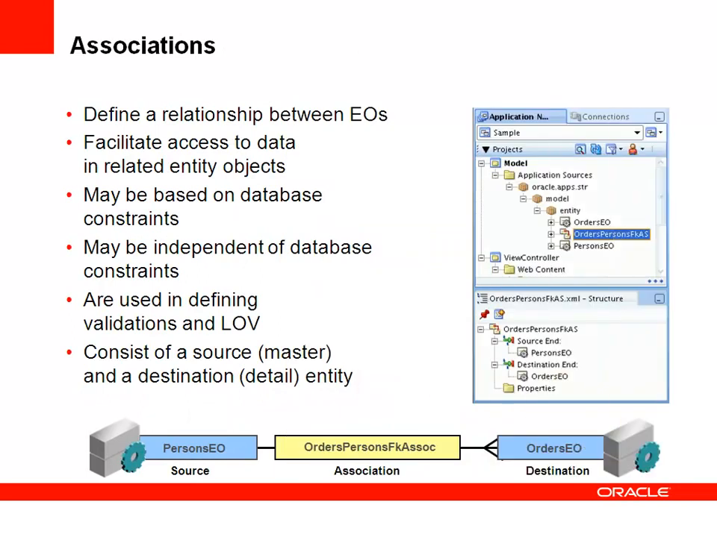Association represents relationships between entity objects. In many cases, those are going to map to relationships defined in the database through foreign key primary key relationships. But they can also be independent of any relationship defined in the database. Associations are used to access data in one entity object from another entity object, and therefore are very useful in the definition of list of values as well as validations.